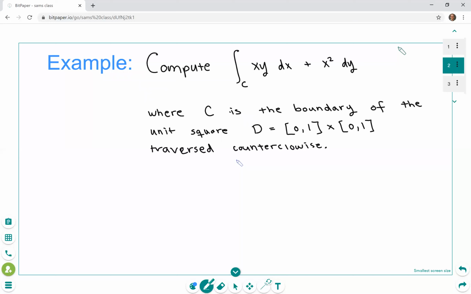It's traversed counterclockwise, so you can just think, okay, that should be positively oriented. But just to get some practice, let's draw it out. So the unit square here, this maybe is your positive y-axis and positive x-axis. So this is (1, 0), (1, 1), (0, 1), and (0, 0). So this is what it would look like in the xy plane, right? D is the entire unit square. It's everything in here, this region.